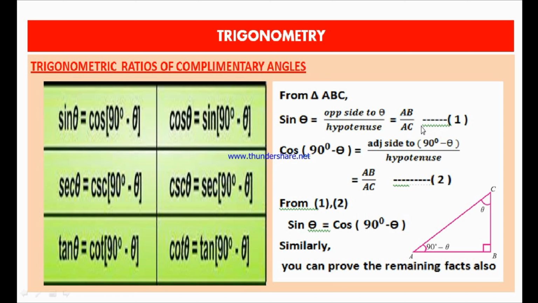Now, look at equation 1 and equation 2. These two equations have the same RHS. This is AB by AC and this is also AB by AC. Since both RHS are equal, you can equate the LHS also. That is, sin theta is equal to cos 90 minus theta. Similarly, you can prove the remaining facts also.